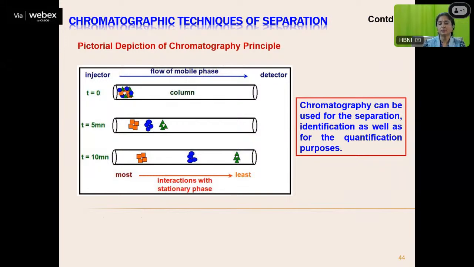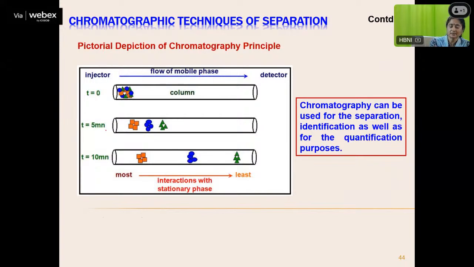How does a typical chromatography process go? This is the pictorial depiction. Like this is your column, say, in a column chromatography. Now you have injected your sample here at T equal to T0. Now the sample is present here, and then your mobile phase started flowing.